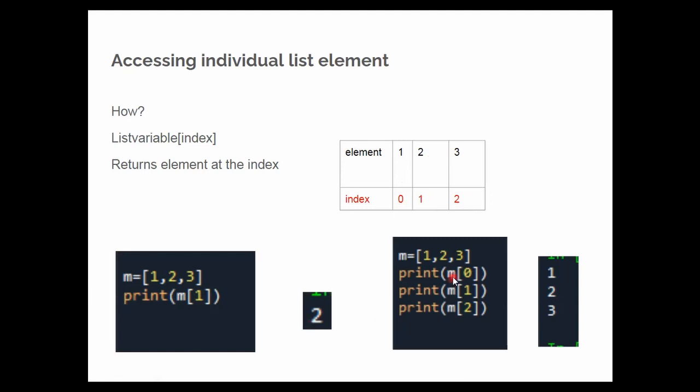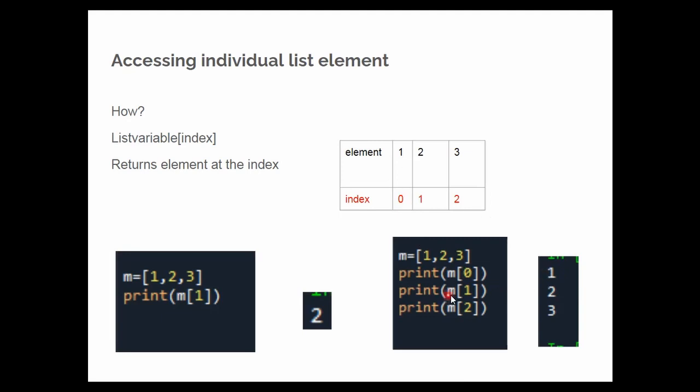Now here we are having print statements for displaying each and every value of the list. As we are having 3 elements, we are going to write 3 different statements. In the first statement, what am I going to write? I'm going to write m of 0. What is present in index number 0? 1. It will display 1 here.